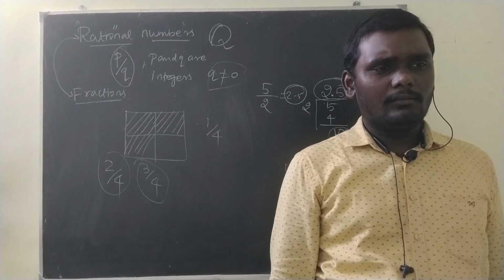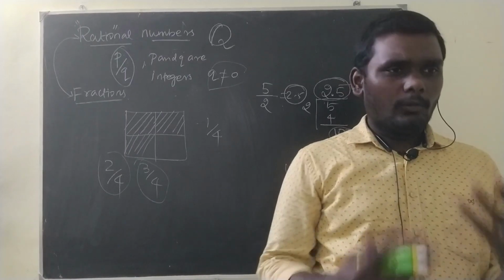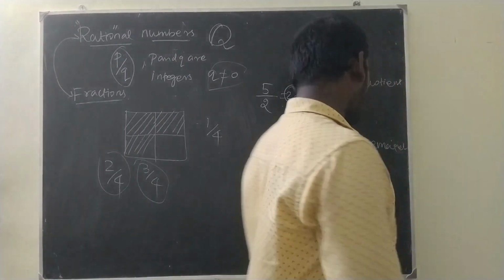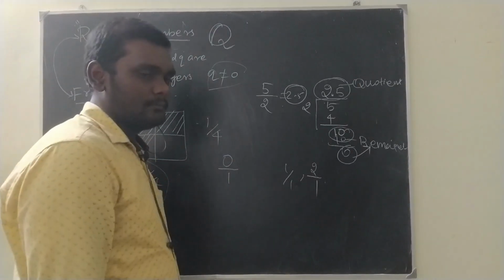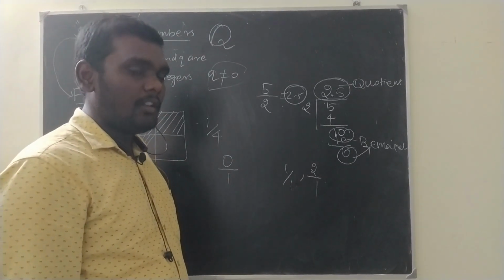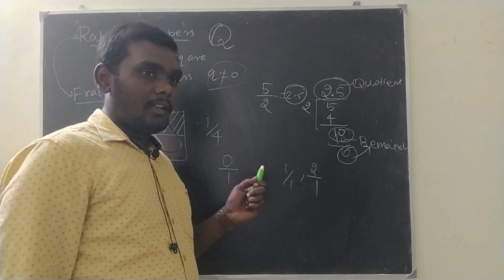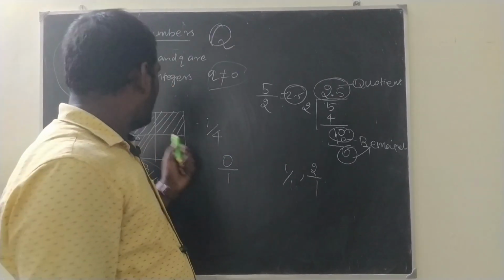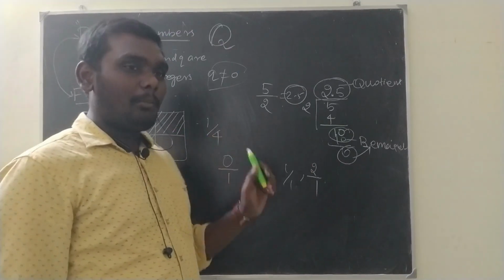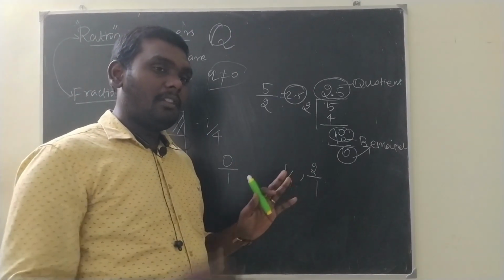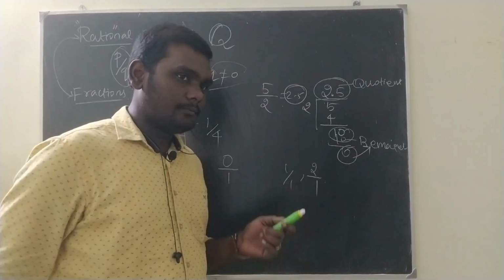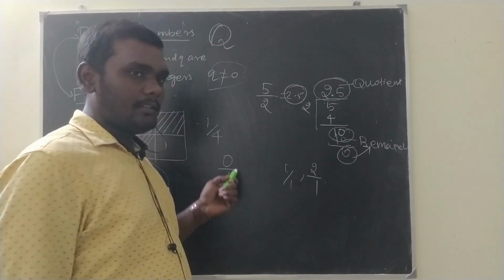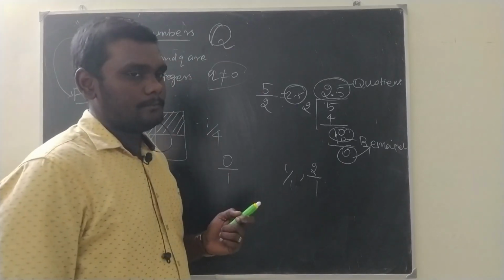Why not all? When there is 0, shall we write that 0 as 0 by 1? We can write. As I told you, division by 0 is not allowed, but we can divide 0. Okay, 0 can be written as 0 by 1.